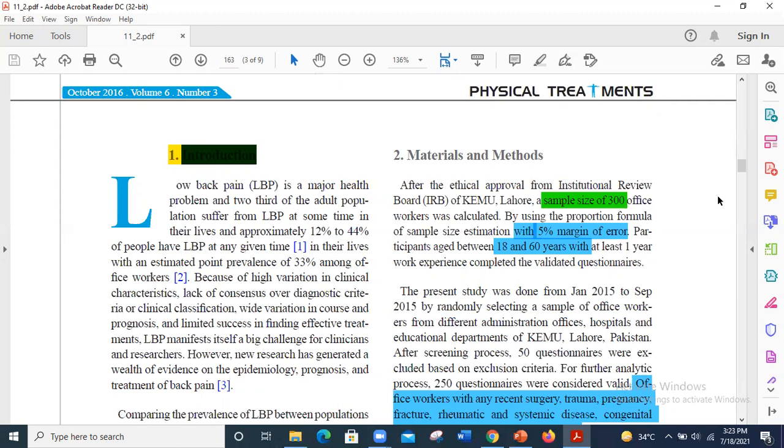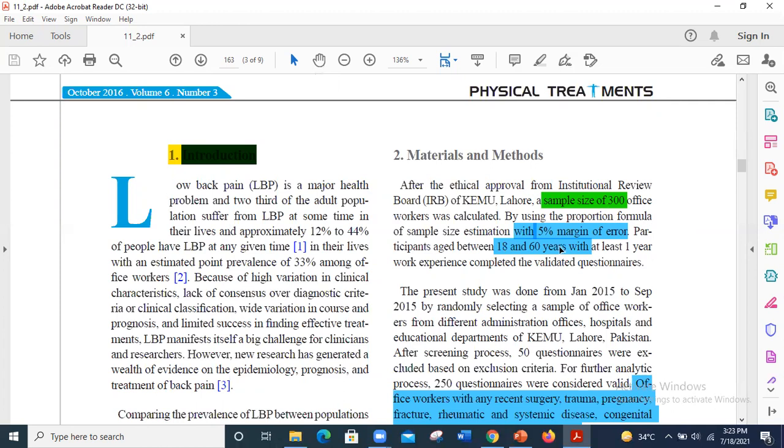First of all, you can see the green heading in the second line saying the sample size of 300. If I want to know how much sample size was calculated about this research paper, I'm going to jump into the materials and methods section. Now I'm going to read out and figure out how much sample size was taken. And I found that the sample size of this research paper was 300.